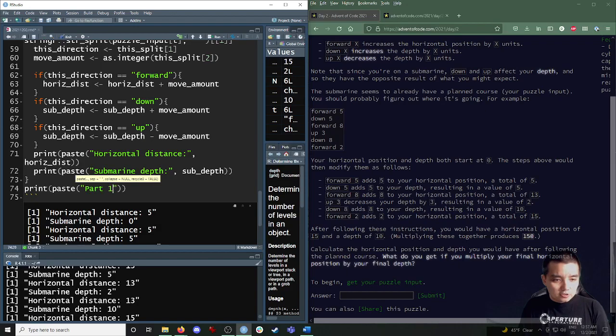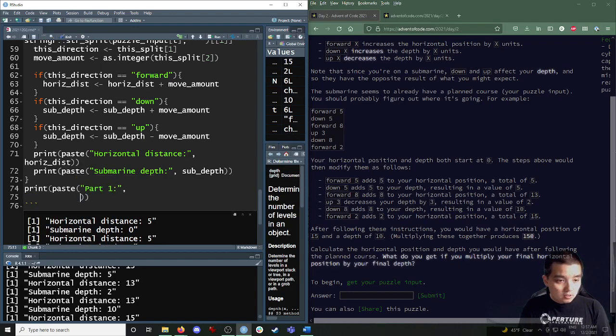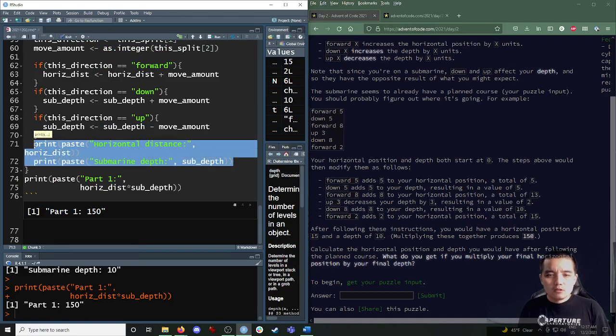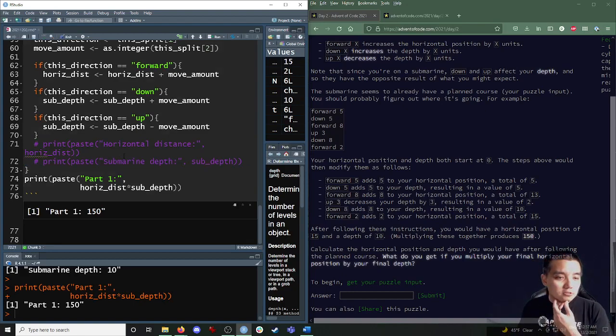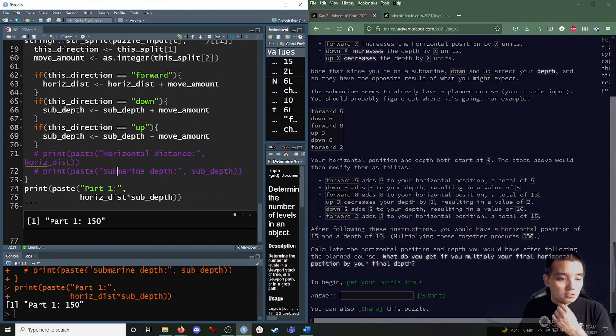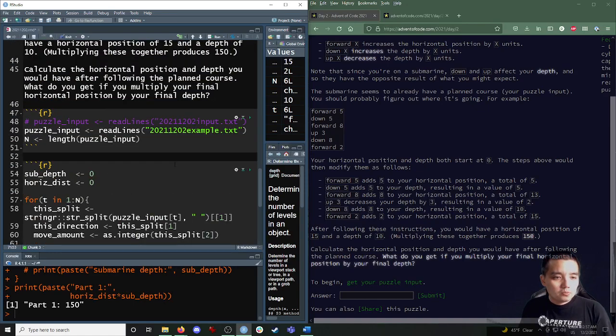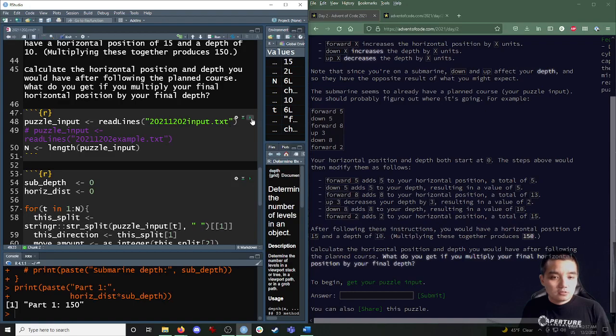So the part 1 answer would be formed by taking the horizontal distance times the submarine depth. And that's the 150. These previous two print statements, I had them there to double check that the code was working. I'm going to comment those out. Run this all again just to see if everything's working okay. And to the best of my knowledge, we got the correct answer for the example. And now what I would do is toggle from the example to the real file and then run the code. So let me go ahead and do that.